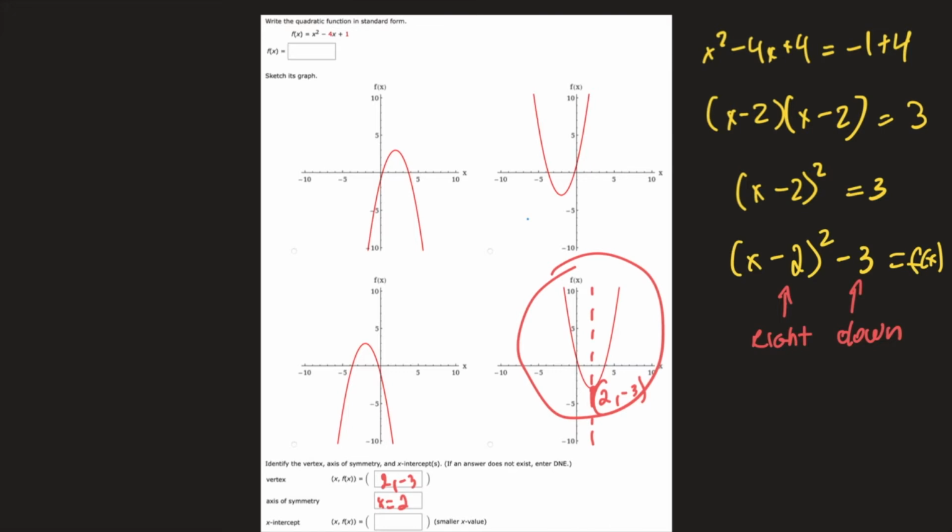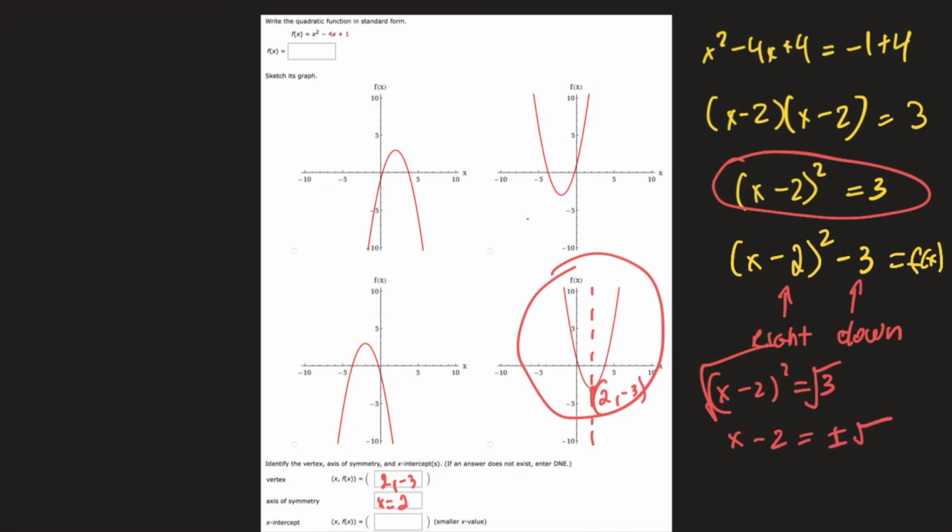And finally, to find the x-intercept, I can solve this equation for x. So x minus 2 squared equals 3. I'm going to take the square root on both sides. Remember, when taking a square root of a square, you have to put plus or minus on the right side. That plus or minus square root of 3, and then add 2 to both sides. I have x is equal to 2 plus or minus square root of 3 as my two roots. So the smaller value will be 2 minus square root of 3, and the larger value will be 2 plus square root of 3.